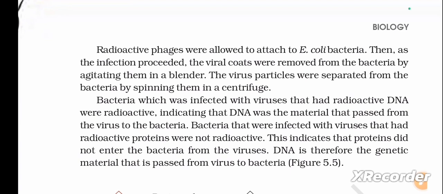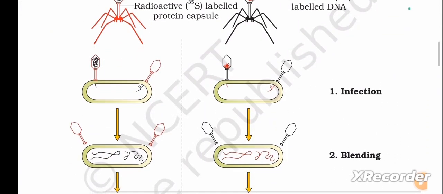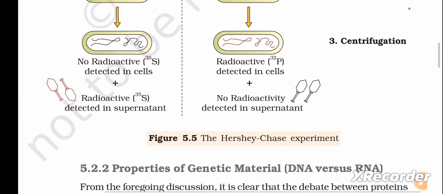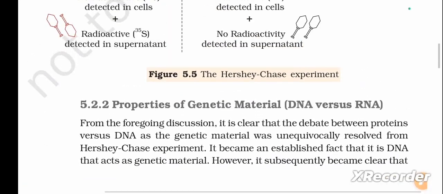Bacteria that were infected with viruses that had radioactive proteins were not radioactive. This indicates that proteins did not enter the bacteria from the viruses. DNA is therefore the genetic material that is passed from virus to bacteria. Figure 5.5. You can check the figures I will be providing at the end of this audiobook.